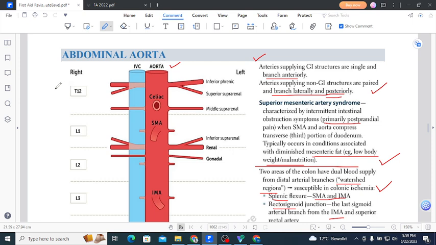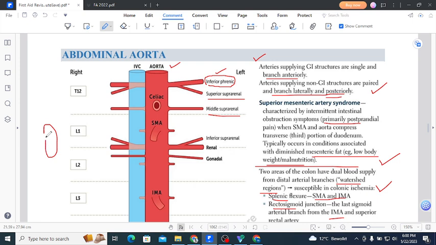Now at the level of T12, it is giving rise to the inferior phrenic artery, the superior suprarenal arteries, and the middle suprarenal arteries bilaterally. So the inferior phrenic artery is going to the diaphragm. The superior and middle suprarenal arteries are going to the adrenal gland.